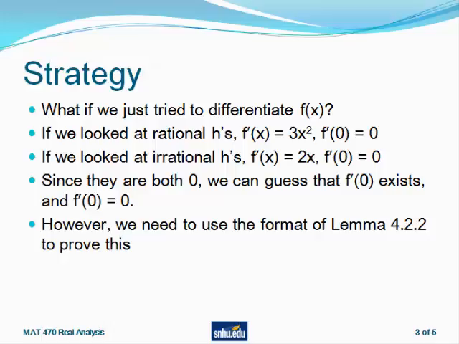If we only look at irrational h's, the derivative of x squared is 2x. And what we notice is that f prime of 0 is 0 for both of those functions. Since both of those are 0, we can guess that the real f is differentiable at 0 and the derivative is 0. Now we're ready to do the actual proof.